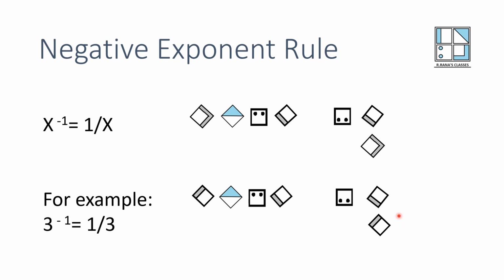I remind you that 1 upon 3 is a fraction, and in a fraction we write the numerator in a row and the denominator in the row below it without leaving any space or putting any other symbol. Fine.